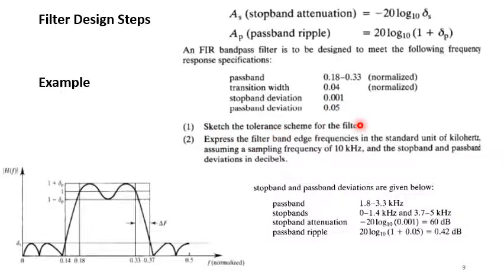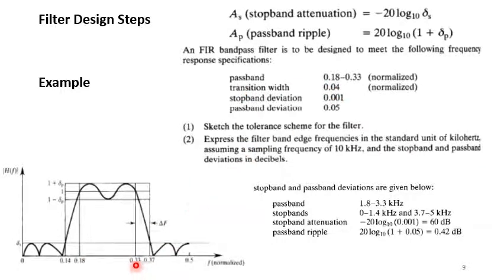Now we have to sketch the tolerance scheme for the filter. The tolerance scheme is a pictorial representation, and you see how it is different from the actual. So that's your ideal, and this is your actual, right? These are the lower cutoff frequency and upper cutoff frequency, and based on this we plot the pass band. Now we are given the transition width, that is 0.04.